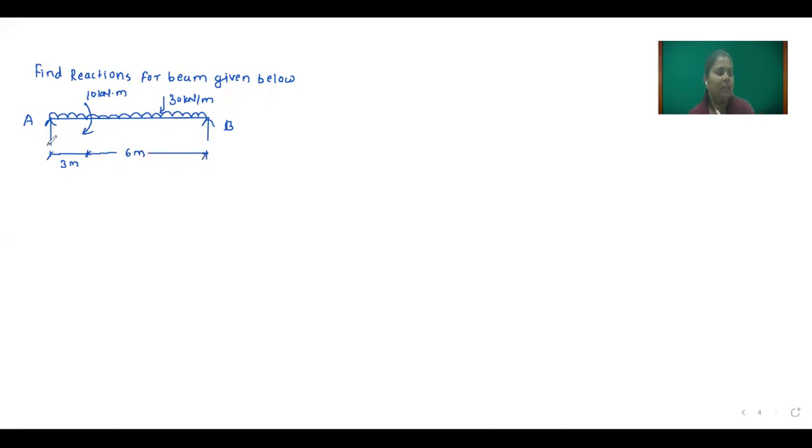Okay, so this is the AB beam given. In that, one moment is applied and one uniformly distributed load is applied. For this particular figure, we have to find out the reactions. As per our regular procedure, first we will apply summation of vertical forces equal to 0. Now you tell me, how many vertical forces are there?